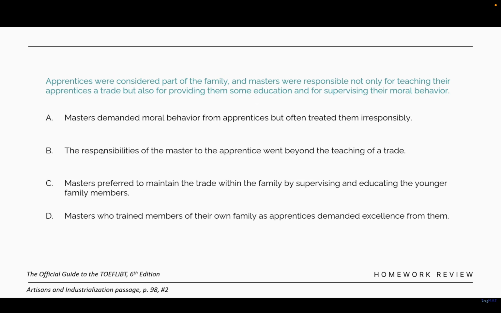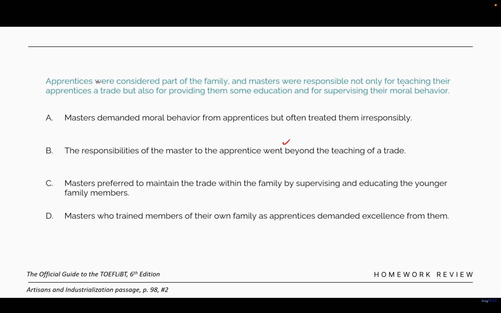All right, I think we have two more of these. I'll go ahead and do this one, and then we'll take one volunteer. So apprentices were considered part of the family. Let's see if we can find that. Masters demanded, no. The responsibilities of the master went beyond the teaching. Maybe this is part of the family. Masters prefer to maintain the trade within the family by supervising. I don't really see anything about apprentices. Masters who trained members of their own family as apprentices demanded excellence. I don't really see this idea anywhere, so I'm going to skip it.